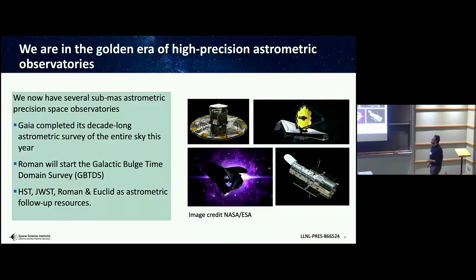Okay, things are changing, though. We have these amazing astrometric observatories, right? Gaia's just finished this decade-long astrometric survey of the sky. We've got Roman, that I'll talk about in a minute. We've also got HST, James Webb, and Euclid as capable astrometric observatories, right? My point is, I don't think it's going to get better than this ever again. We've got these amazing astrometric observatories abundantly available, and there's this rich data that we can really take advantage of.